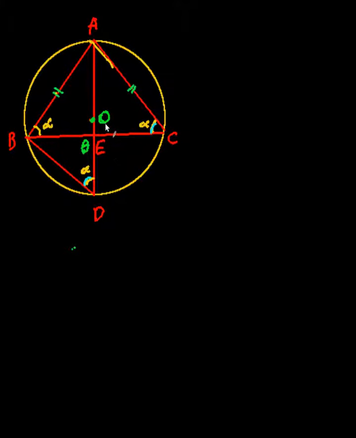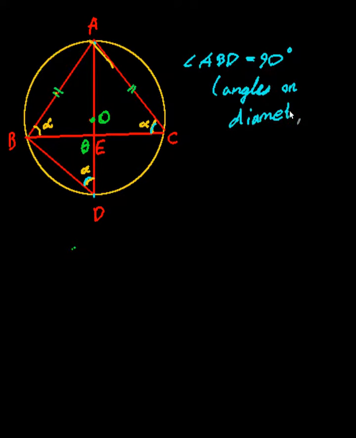So what else can we find? Now, one other thing that I failed to mention was that AD is the diameter. Because AD is the diameter, I know that my angle ABD is going to be equal to 90 degrees. The reason being the angles on a diameter. So let me just write that down, angles on diameter. Okay, so what else can we find out?